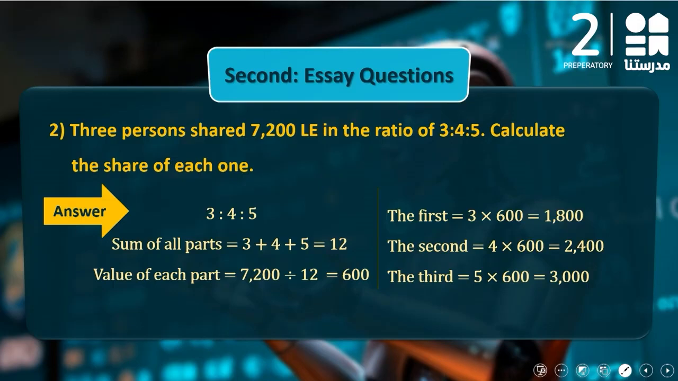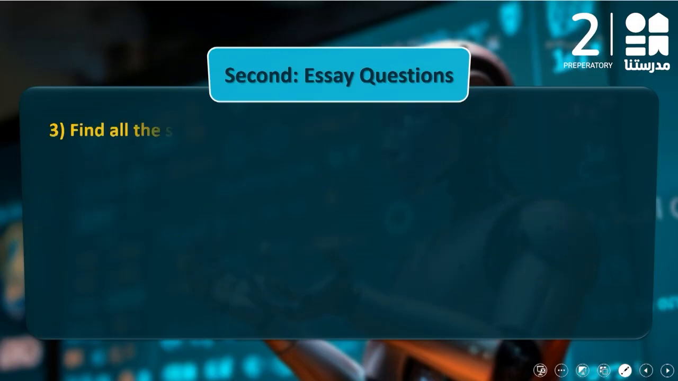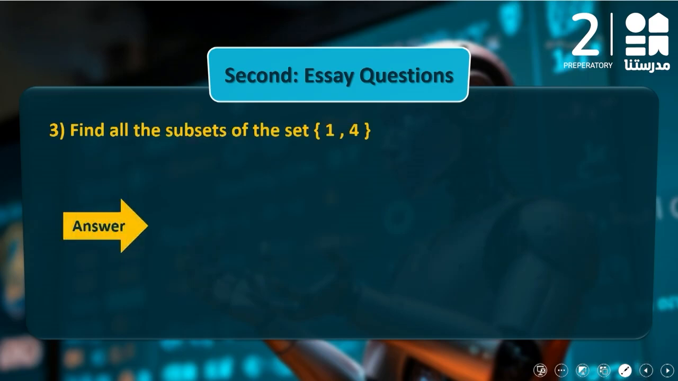So now we calculated the share of each one using this ratio. First, we found the sum of all parts, then found the value of each part, then calculated the share of each one. Question number 3. Find all the subsets of the set {1, 4}. First, we have a set consisting of 2 elements, we have 1 and 4. How can we find all subsets of this set?